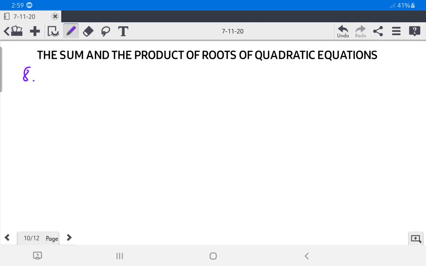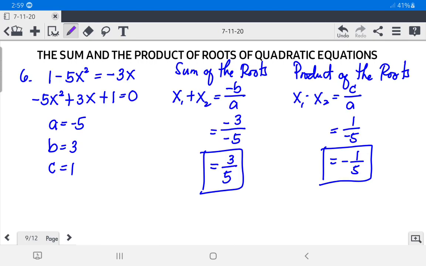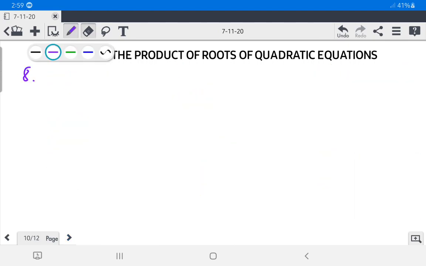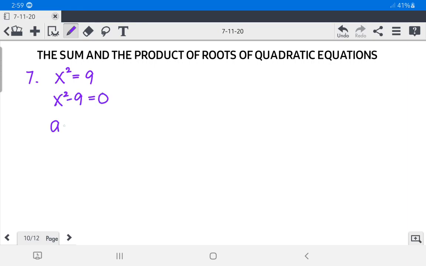Next, number 7. For number 7, let's say we have x squared equals 9. So, you just make use of the subtraction property. You subtract 9 on both sides of the equation. So, we have x squared minus 9 equals 0. Then the value of a is 1, the value of b is 0 because the linear term is missing, and the constant is negative 9.